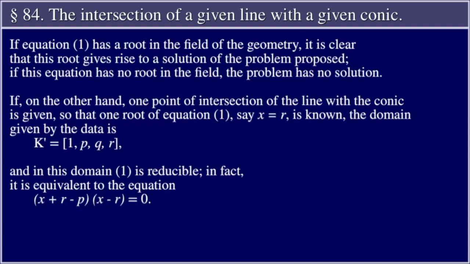If, on the other hand, one point of intersection of the line with the conic is given, so that one root of the equation 1, say x equals r, is known, the domain given by the data is K prime equals (1, p, q, r). And in this domain, 1 is reducible. In fact, it is equivalent to the equation, the quantity x plus r minus p times the quantity x minus r is equal to 0.